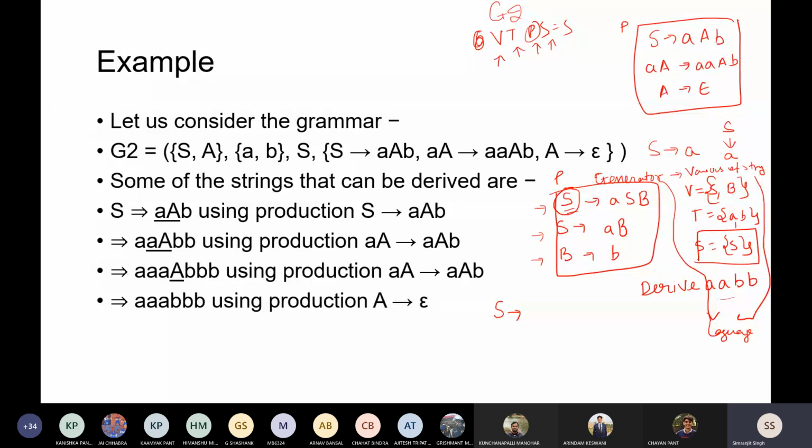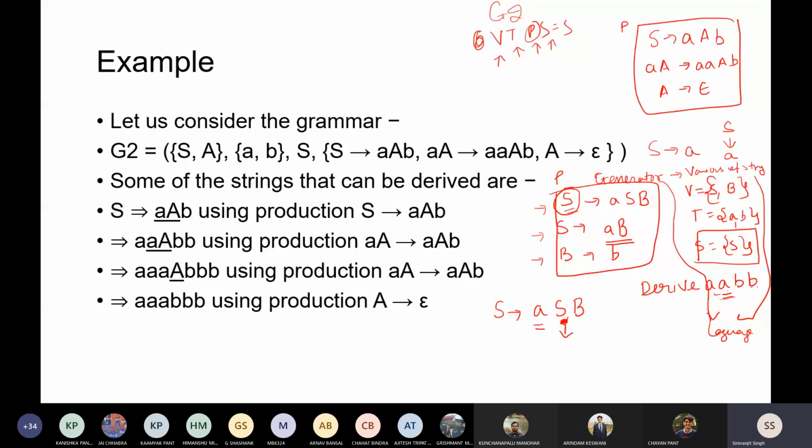Just hold for a minute, I will derive it and then tell you. If I want to derive aabb from this, I will always start from the start symbol S, and then write whatever is written there. Now there is another symbol, S. I want aabb, so I got an a. Now I want another a. How can I get another a? I can get it if in place of S I substitute, because S tends to aSB. If I substitute this, I will get the two a's.